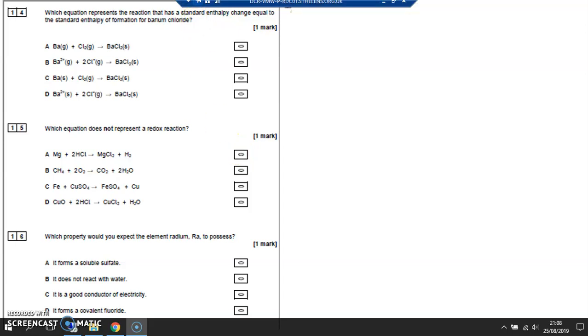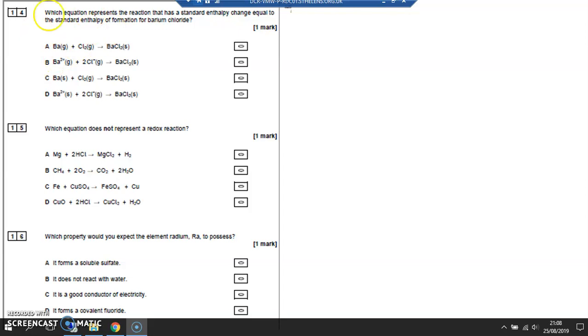Question 14. Which equation represents a reaction that has a standard enthalpy change equal to the standard enthalpy of formation of barium chloride? Enthalpy of formation means that you're making 1 mole of a substance from the elements as you'd find them in their standard states. That means as you'd normally find them in the laboratory under laboratory conditions of temperature and pressure. So 100 kilopascals and 25 degrees C, or 273 Kelvin. So as you'd normally find them in their standard states.